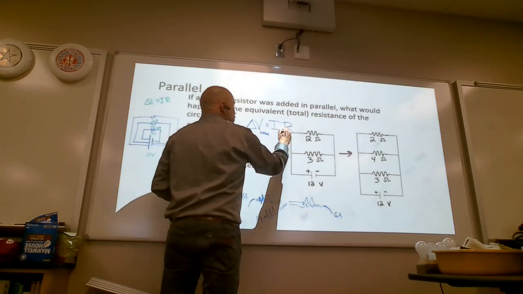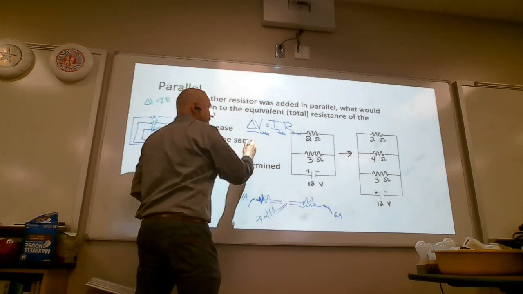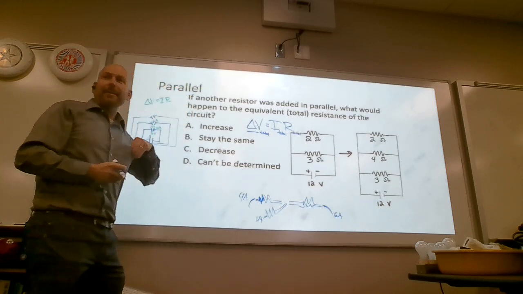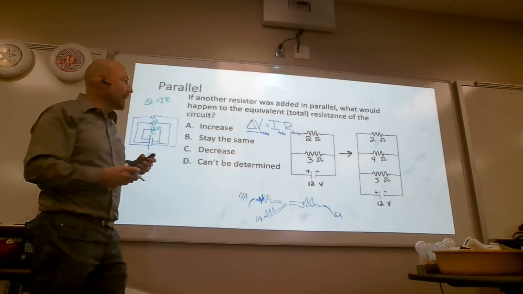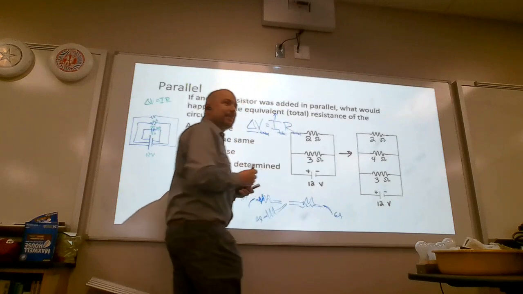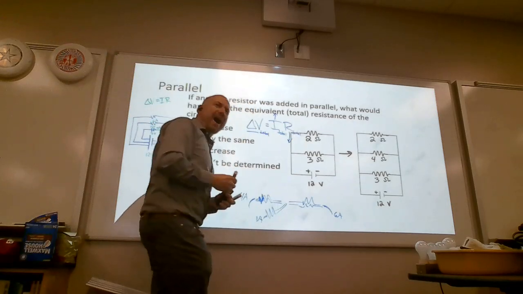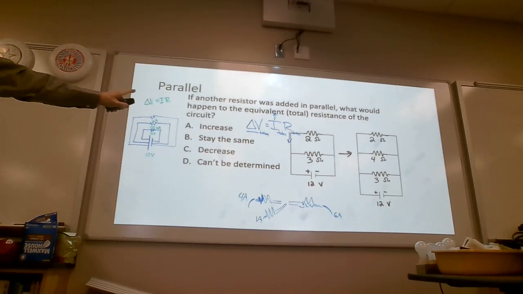Okay, so we're looking at total. What is true about the voltage in parallel? Staying the same. What's happening to the total current? We just answered this. It went up. So therefore, what has to be true about the total resistance? Has to go down. What? I add in resistors and the total resistance decreases? That is so counterintuitive. Let me give you an example problem real fast. I'm going to show you the math and I'll give you an analogy that will make it make sense.